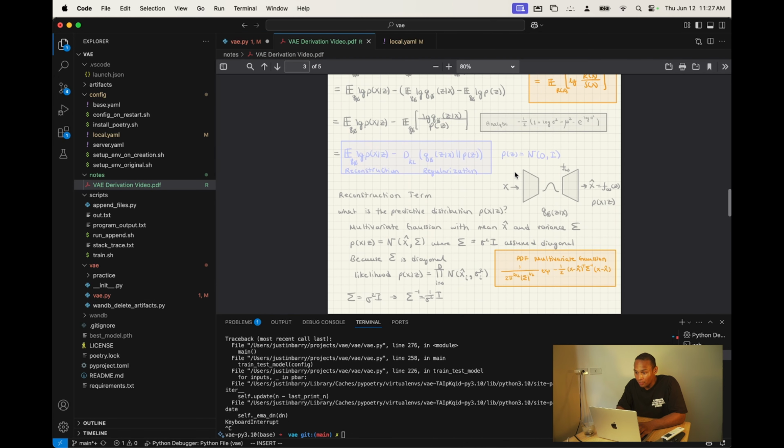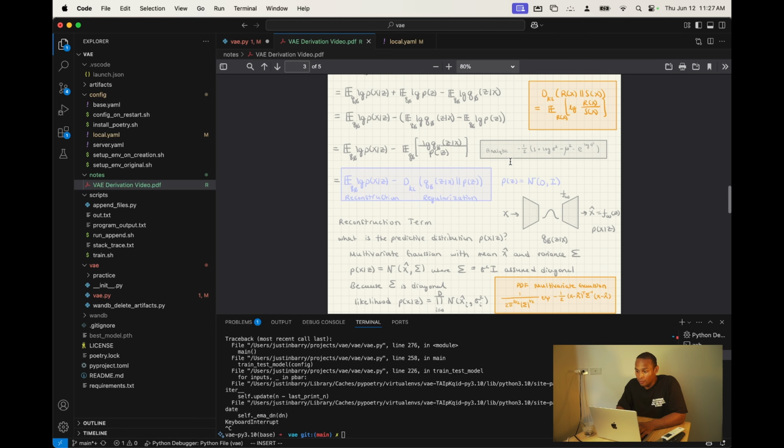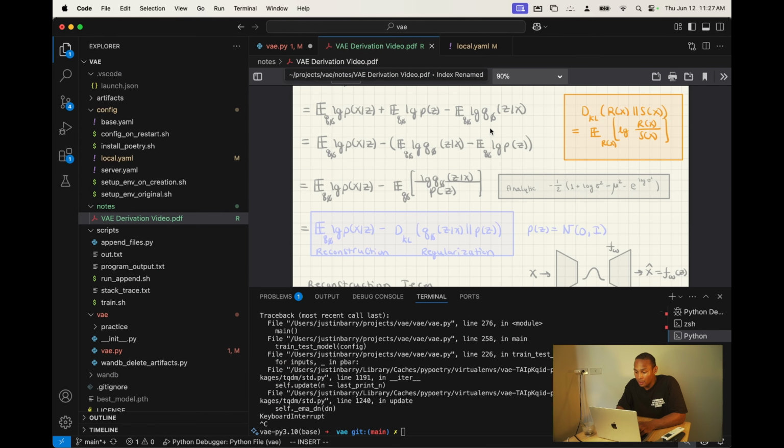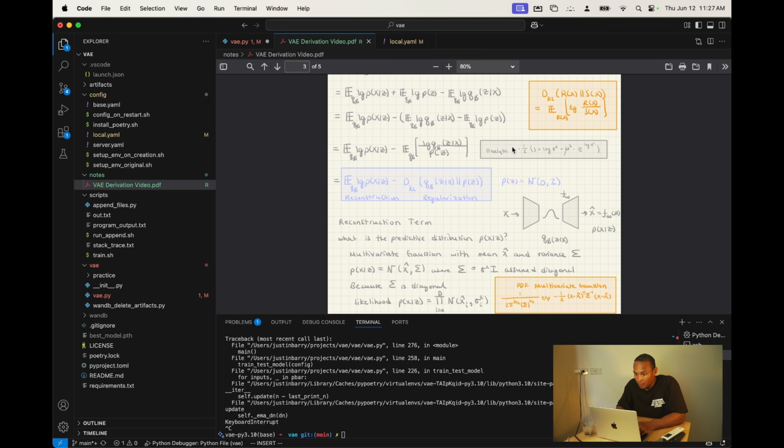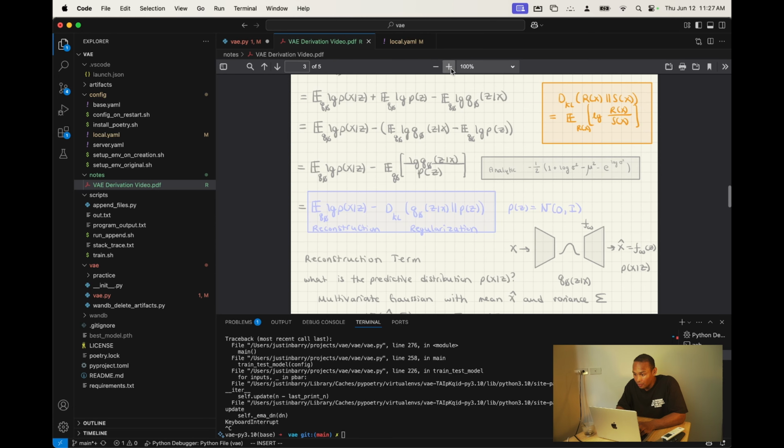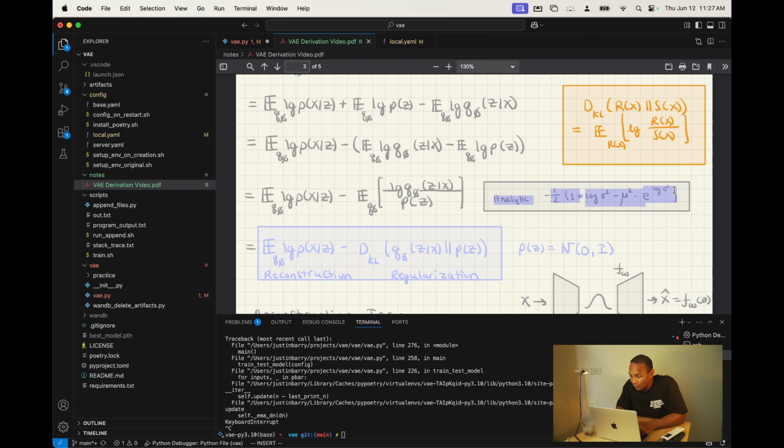Another thing I didn't cover explicitly in the derivation video, but here you go. This analytical form of KL divergence. So remember, KL divergence is a measure of divergence between two distributions R and S, which is the expectation under R of the log of R divided by S.